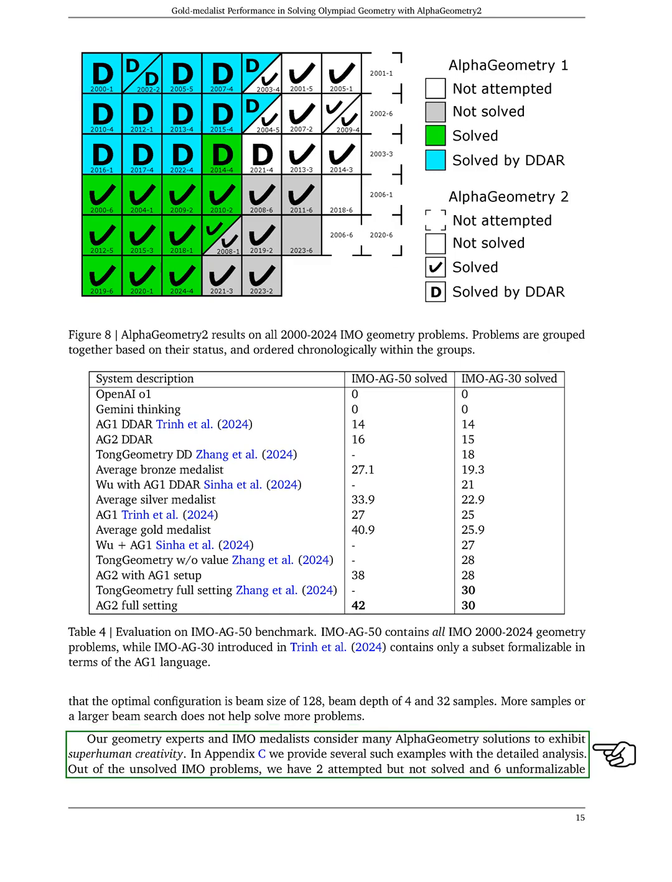Our geometry experts and IMO medalists have noted that many solutions produced by AlphaGeometry demonstrate exceptional creativity. We include several examples of this in the appendix, along with detailed analyses.